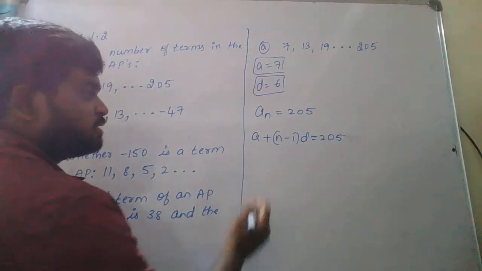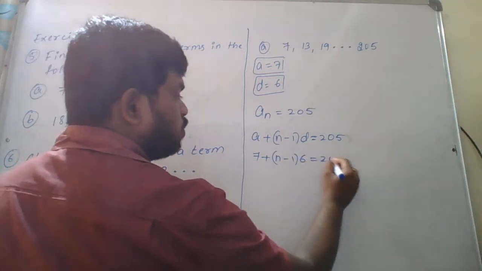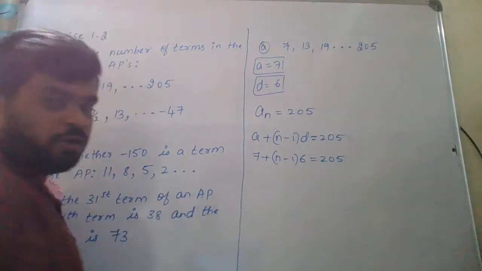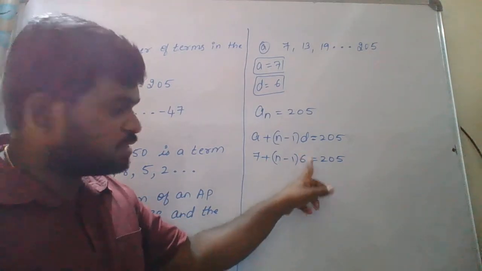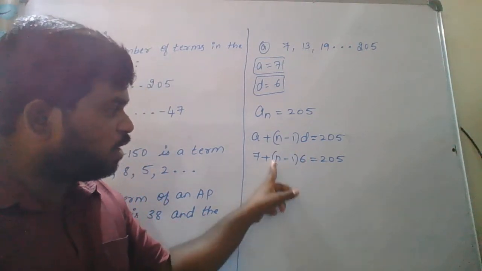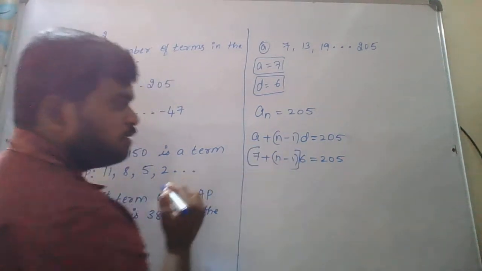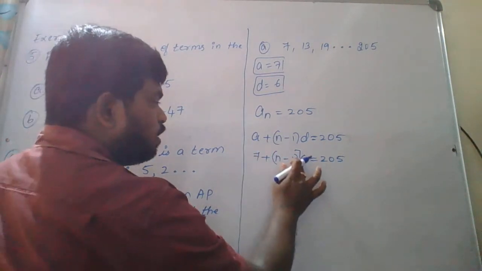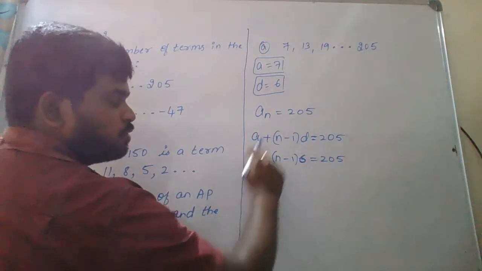Now, we know the value of A and D. Substitute: 7 plus (N minus 1) into 6 equals 205. Now, transpose the 7 to the other side. As I told you in one of the questions, you cannot transpose 6 now. 6 is in multiplication, and this 6 is multiplied only with N minus 1. It is not multiplied with 7. If it was, then you could have sent it, but now it is not possible. So transpose the 7 to the other side.